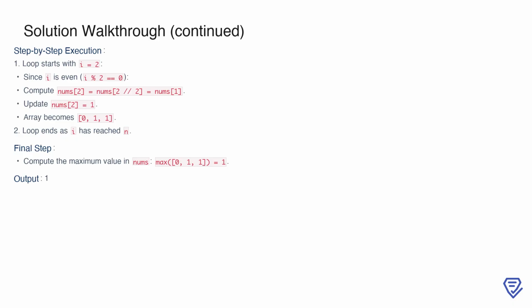Then, we start the loop with I equal to 2. Since 2 is even, we calculate nums[2] as nums[2/2], which is nums[1]. Since nums[1] is 1, we update nums[2] to 1, and the array becomes 0, 1, 1. At this point, the loop ends because we've reached n, so we move to the final step, which is finding the maximum value of the array. The maximum of 0, 1, 1 is 1, so the output for this input is 1.